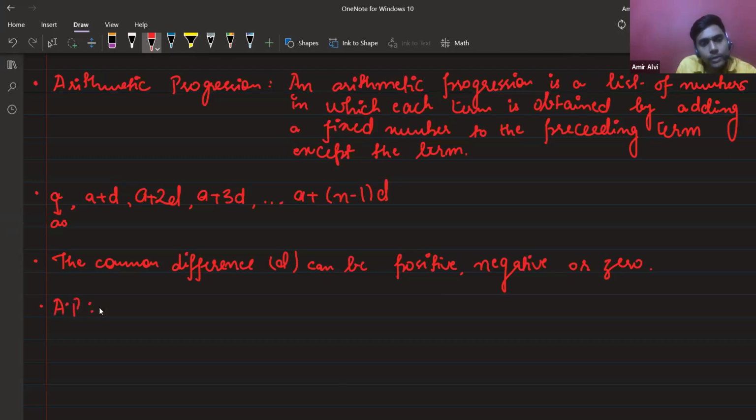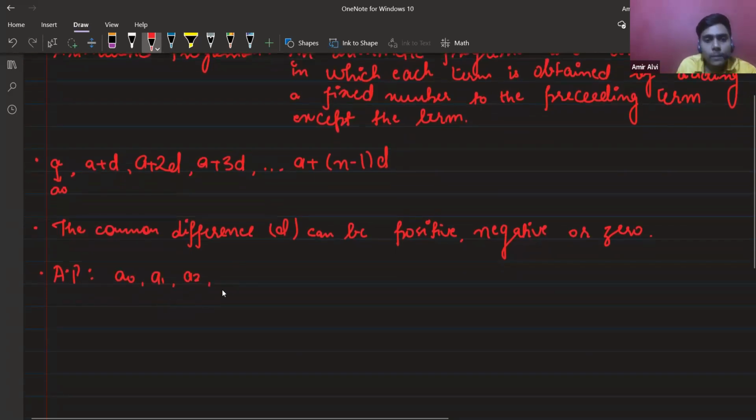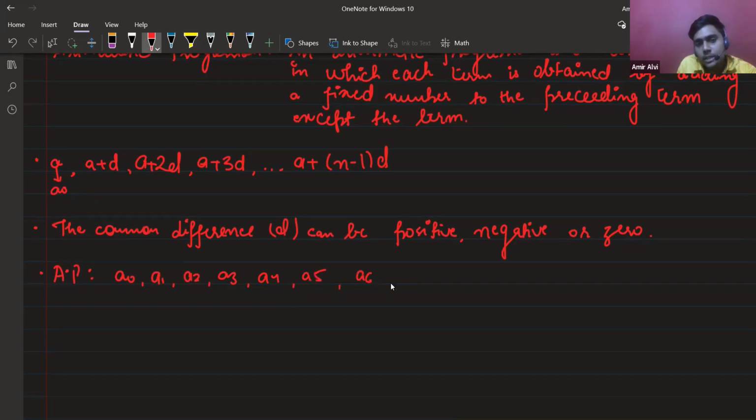So an AP is written in this format. The general expression of an AP is A0, A1, A2. Basically, A2 is A plus D. Then A3, A4, A5, A6, and up to An. A plus 3D is A4, A plus 2D is A3, and A plus D is this one. Is that clear to all of you? Any doubt in it?